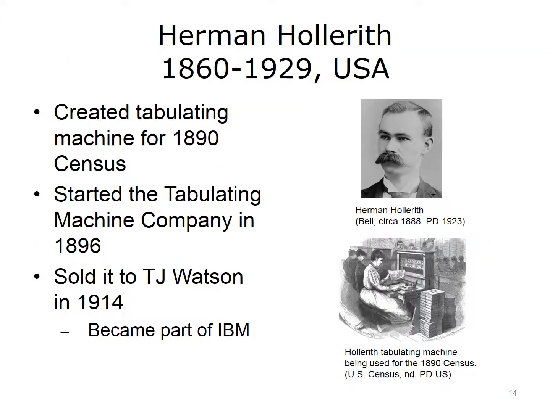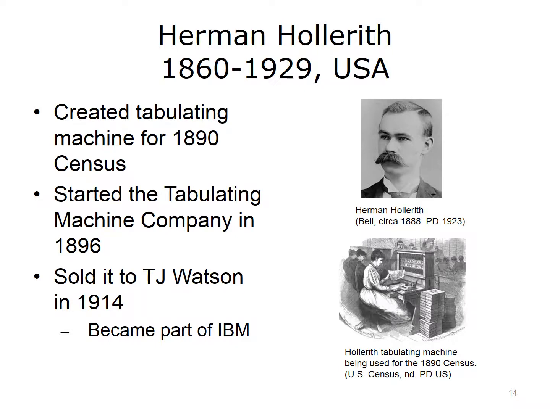At the end of the 19th century, Herman Hollerith created the tabulating machine for the 1890 census. Hollerith started the tabulating machine company in 1896 with the knowledge that the U.S. Census would need these machines every 10 years. He sold the machine to T.J. Watson in 1914. T.J. Watson was the founder of IBM.